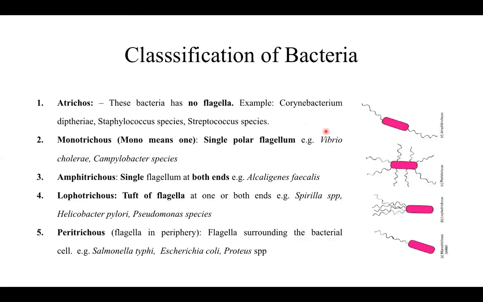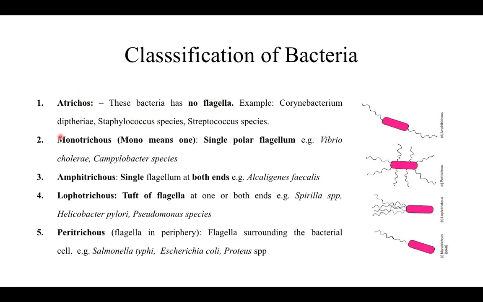Based on the presence of flagella, bacteria are classified into two major groups: flagellated bacteria and non-flagellated bacteria. Those bacteria which do not have flagella on their body are known as atrichous, or non-flagellated bacteria. Examples are Corynebacterium diphtheriae and Staphylococcus species.